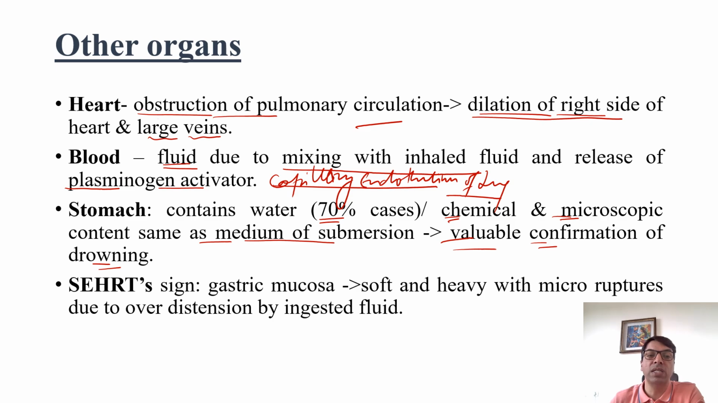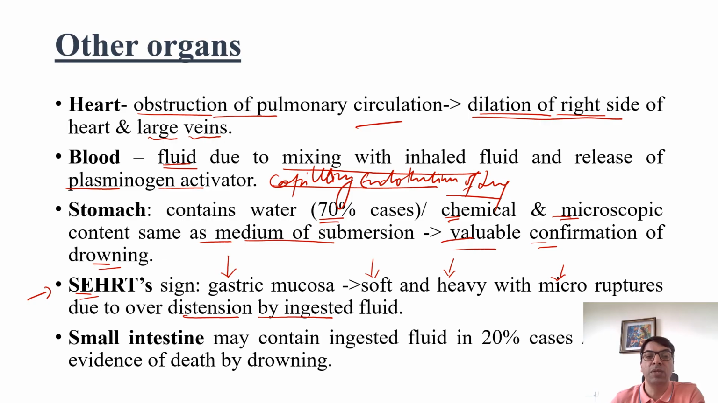And there is something called Sehart sign. So what is Sehart sign? It is the distension of gastric mucosa, with soft and heavy gastric mucosa with microscopic ruptures because of over distension by ingested fluid. This is called Sehart sign.